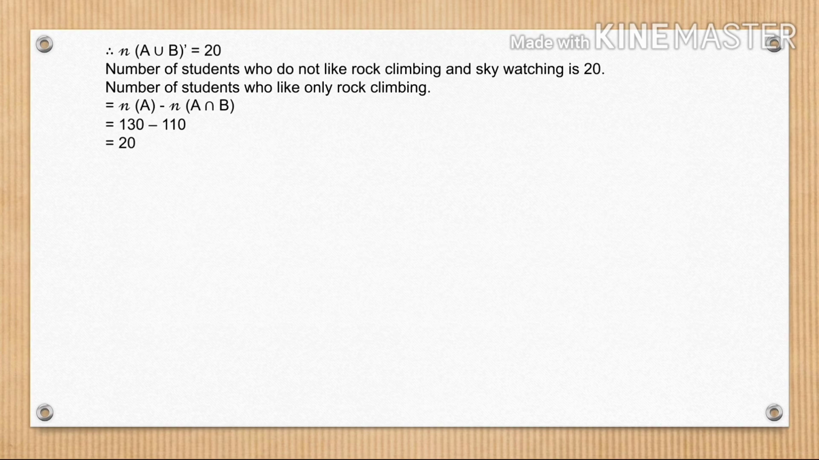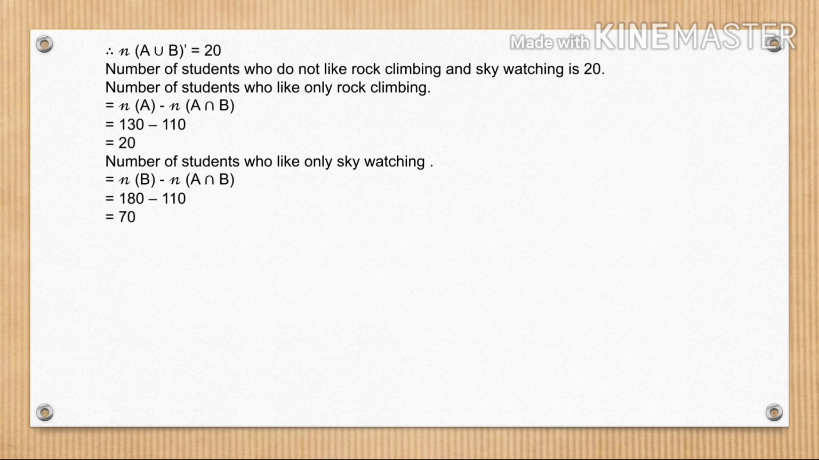So 20 students like only rock climbing, and the number of students who like only sky watching is equal to the number of elements in B minus the number of elements in A intersection B, which is equal to 180 minus 110, which is equal to 70. So 70 students like only sky watching. These are our three answers.